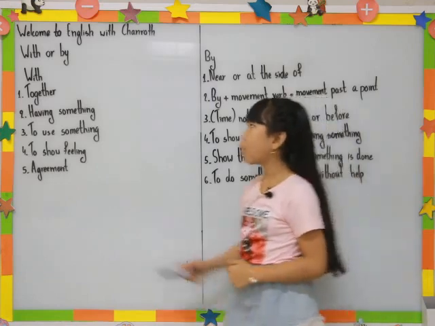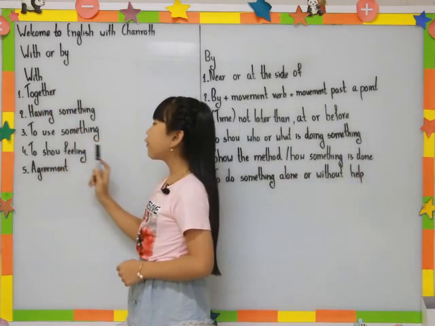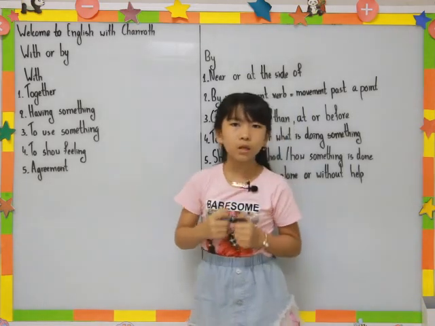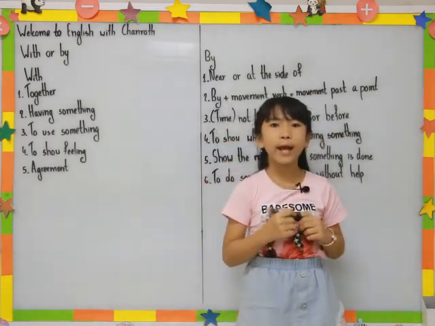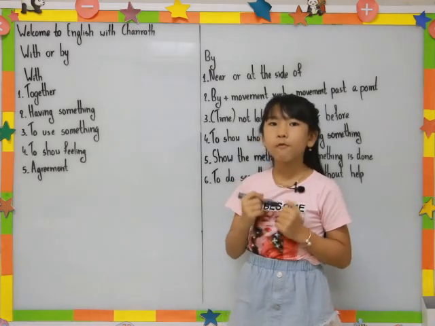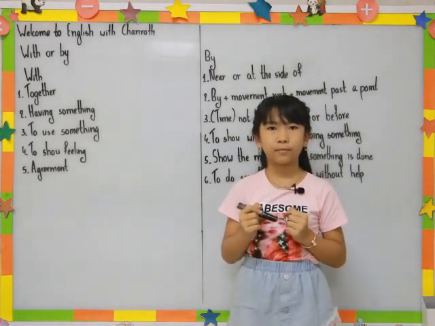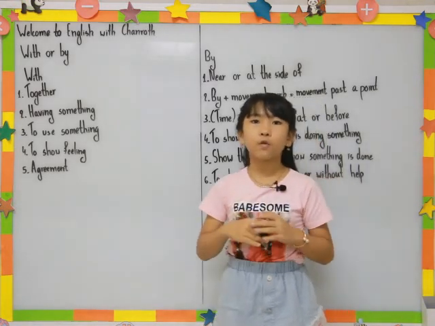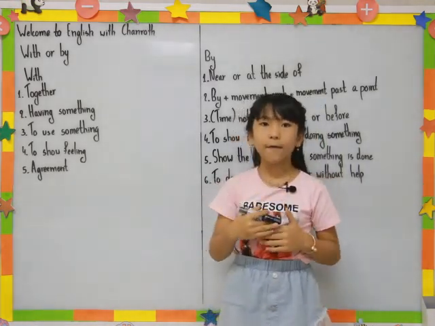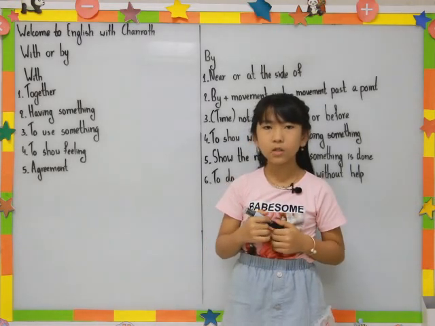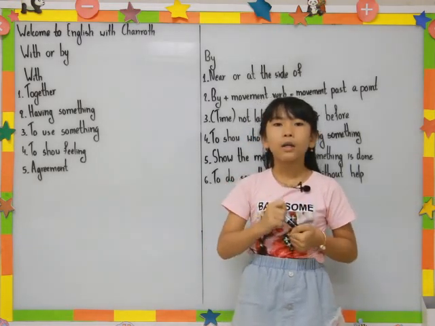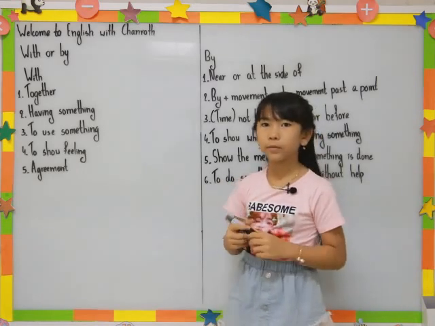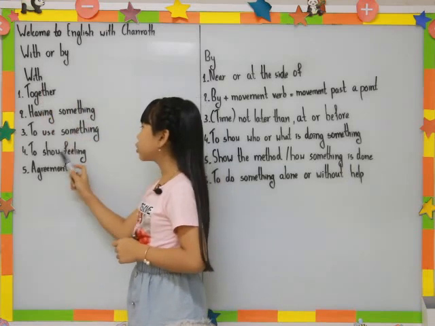So one more thing, with means to show feeling. So for example, she came home late last night and her mom got very angry with her. So another example, she made a speech with great confidence. So one more example, she opened the door with fear. So with means to show feeling.